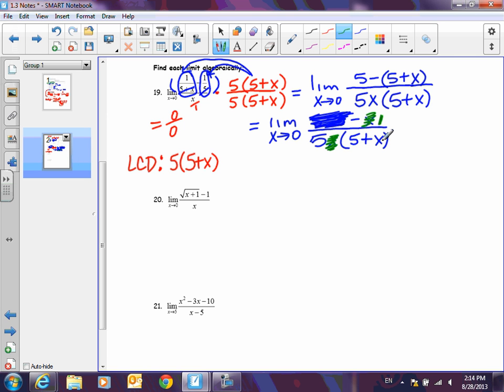Now I canceled out quite a bit. So let's try to plug the number in. If you still get 0 over 0, then we're not done with the algebra. So when I plug 0 in for x, I get negative 1 over 25. And that's your answer. So when the x values are really close to 0, the y values are really close to negative 1 over 25. That's what the limit means. At x equals 0, there's a hole.